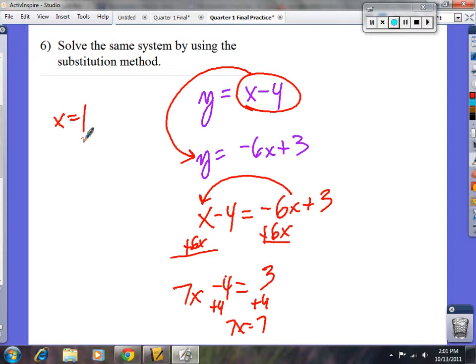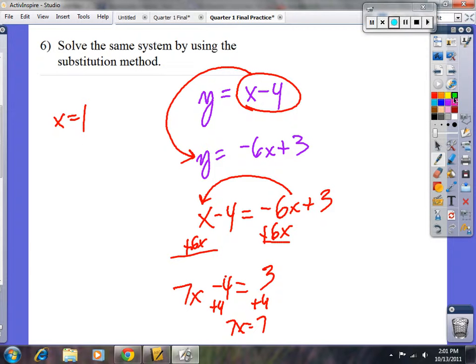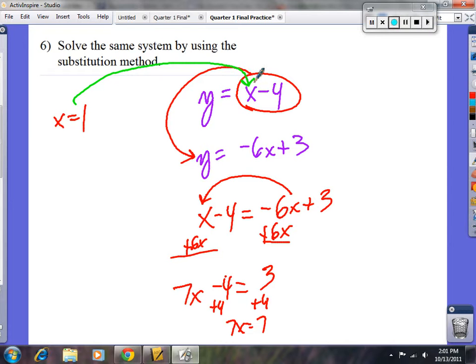And if x equals 1, now take that and plug it in to your top or your bottom. Y equals x minus 4. If x is 1, 1 minus 4 is? Y has got to be a negative 3. Is that the same answer you got on 5? Yes. And you're going to get the exact same answer on 7, just doing three totally different methods.